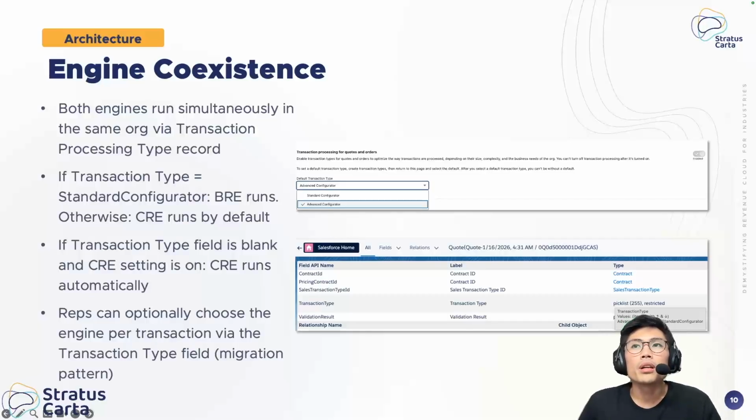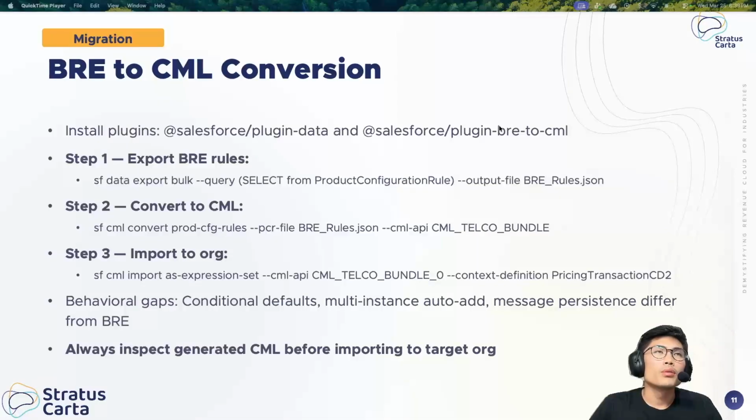But if you want to still use the Standard Configurator, all you have to do is tweak this value under the quote and it would run with the BRE rules in your environment. For BRE to CML conversion, all you have to do is install two plugins. One, that is the Salesforce plugin data, and the second one is the Salesforce plugin BRE to CML. These are Node.js packages. They're essential because they'll transform your BRE into CML code.